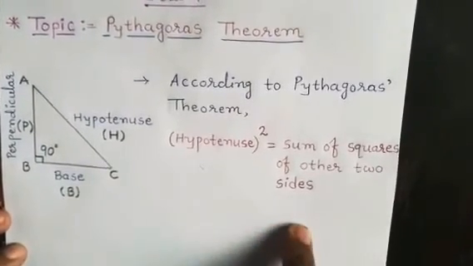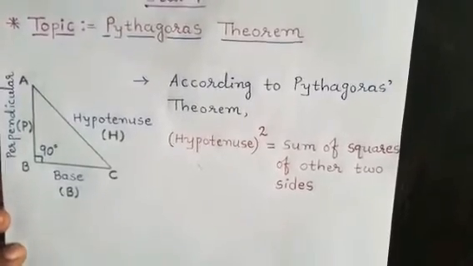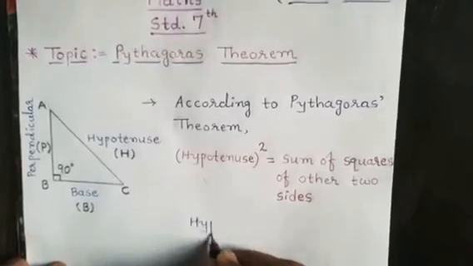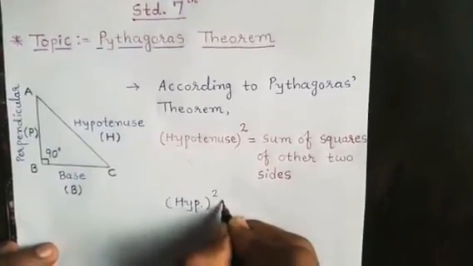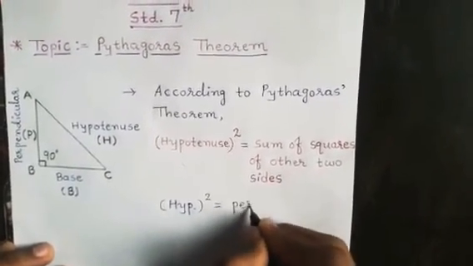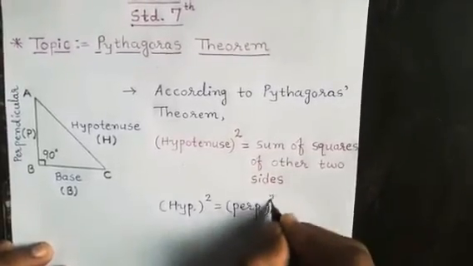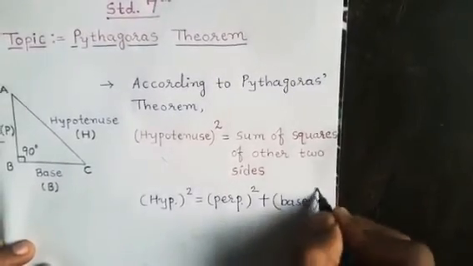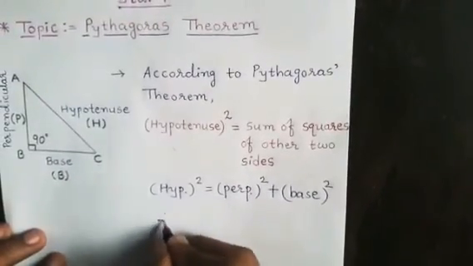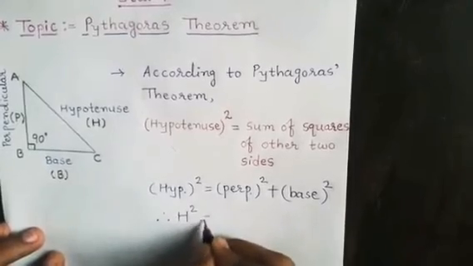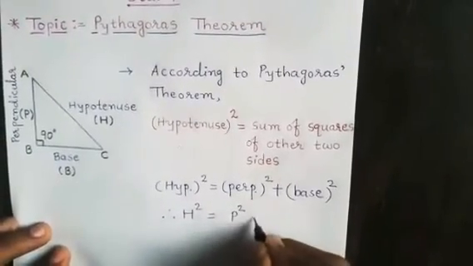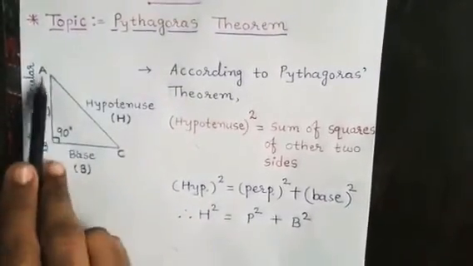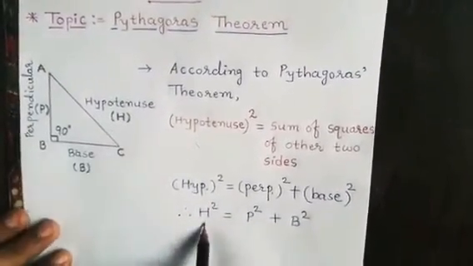So if we try to write the statement of this theorem: hypotenuse square is equal to perpendicular square plus base square. So in short, I can write h square is equal to p square plus b square.